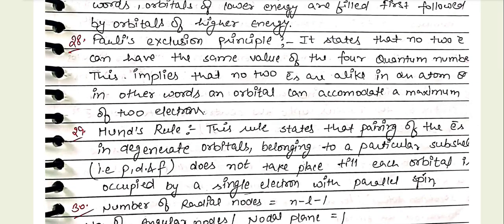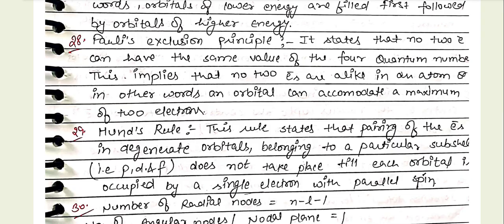Pauli exclusion principle. It states that no two electrons can have the same value of the four quantum numbers. This implies that no two electrons are alike in an atom, or in other words, an orbital can accommodate a maximum of 2 electrons.